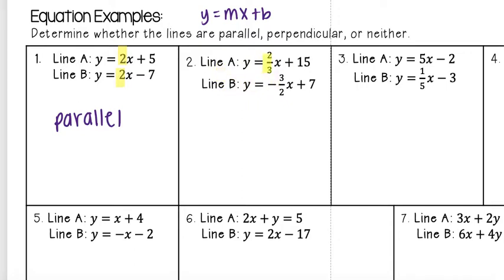Okay, and then for number 2, I see the slope of the first one is 2/3. The slope of the next one is -3/2. So in my head, I'm thinking, okay, this is probably perpendicular. But let's check. Let's take my 2/3. First step is I'm going to flip it. So that's going to be 3/2. And then I want to take the opposite sign. The opposite sign of positive is negative, which matches up with line B. So that means yes, these are perpendicular.